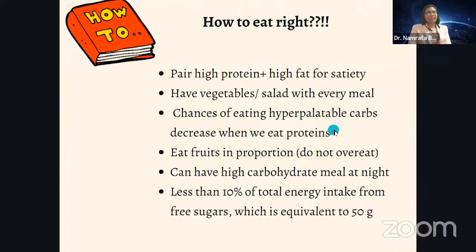Then the chances of eating hyperpalatable carbs decrease when we eat proteins. So so many of us love idli sambar, but what happens is we eat a lot of idlis and we eat very less sambar and we eat a lot of chutney. So the equation is gone. So therefore you have to see to it that you have high proteins. Eat fruits in proportion. Do not overeat. So when mangoes come, what do we do? पेटी की पेटी खा जाते. So no, half mango to 1 mango, 100 grams to 150 grams is fine.